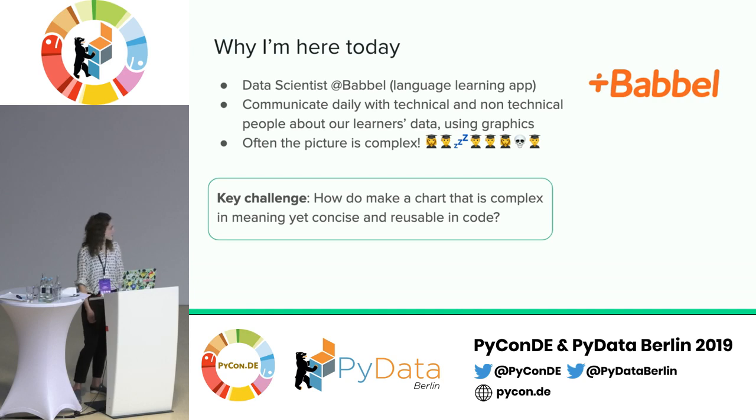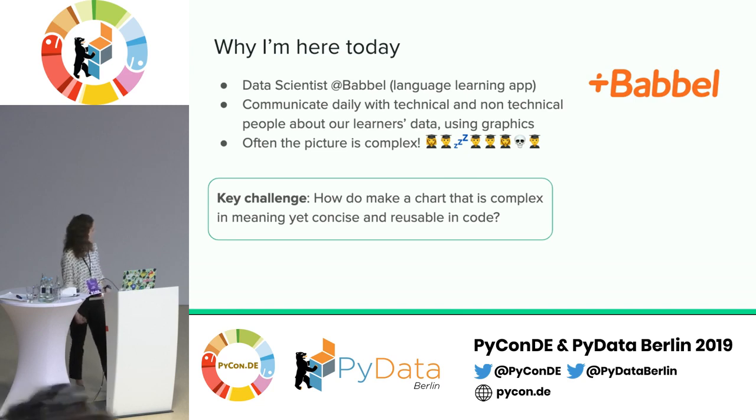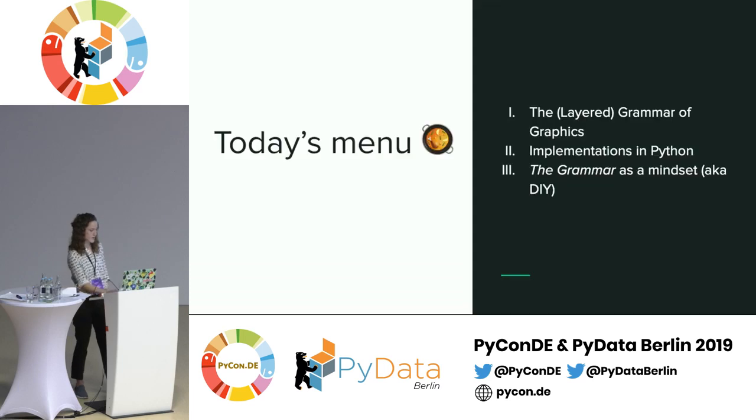So the key challenge that I face is how do I make a chart that is complex in meaning, yet in my code and its implementation is simple to understand for me. And so what's on today's menu? First, I'll talk to you about the grammar of graphics, and specifically about the layer grammar of graphics. As we saw in the previous presentation, this is a topic that is related to ggplot in R.